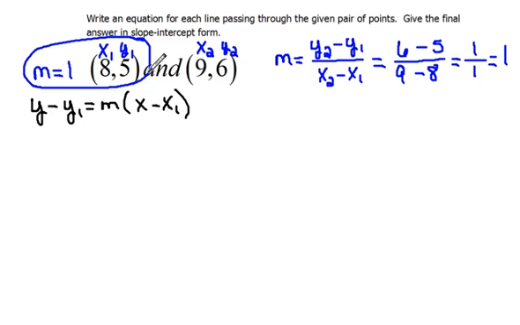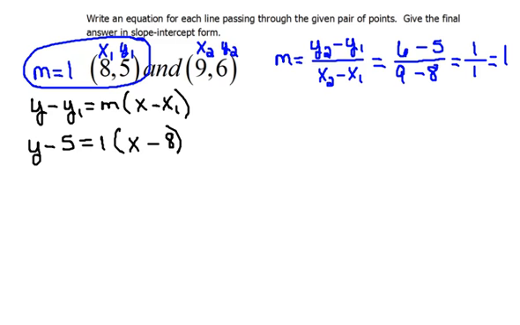Now it does not matter. That's what's so nice about the equation of a line. It's the exact same equation no matter what point you use. So you could use this point and the slope of 1 and you will get the exact same answer. But let's go ahead and use our formula here. So we have y minus our y1 we designated as being a 5 equals the slope, which we said was 1, times x minus our x1 we labeled as being an 8.